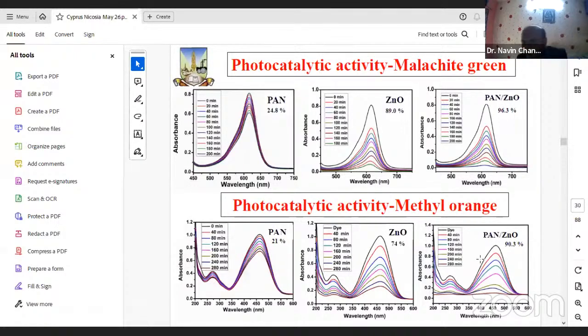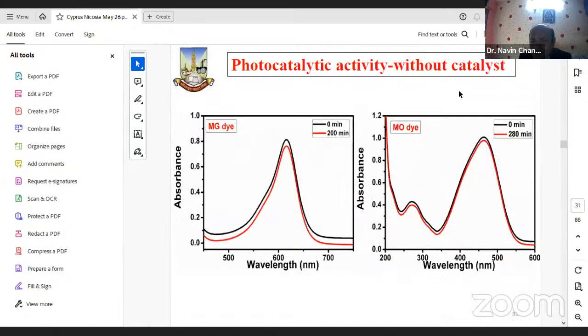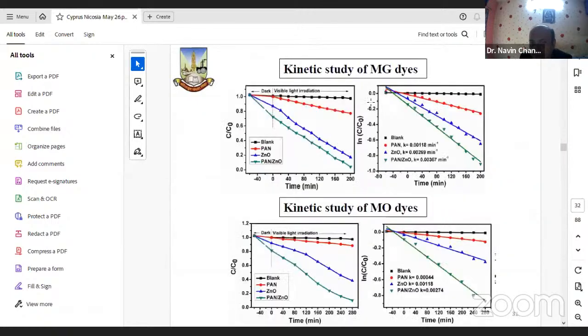And when we compare malachite green and methyl orange, it has been observed that the PAN zinc oxide nanofiber is very much selective for the malachite green, because it gives 96.3% degradation rather than 90.3% in case of methyl orange. Without catalyst, no degradation. This is the malachite green, this is the methyl orange. From 0 to 280 minutes we have done, 0 to 200 minutes, the degradation is not observed. We have done the kinetic study. It shows that MG and MO dye degradation follows pseudo first order kinetics.